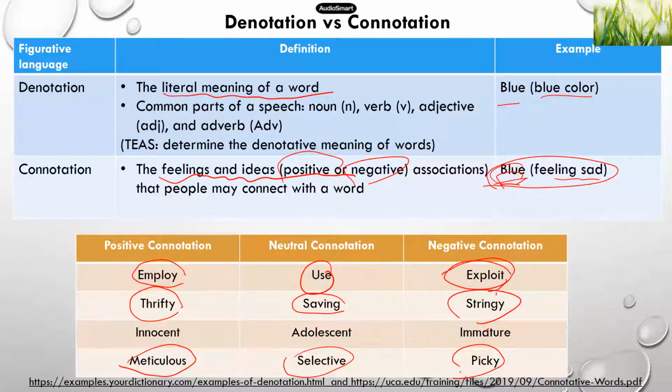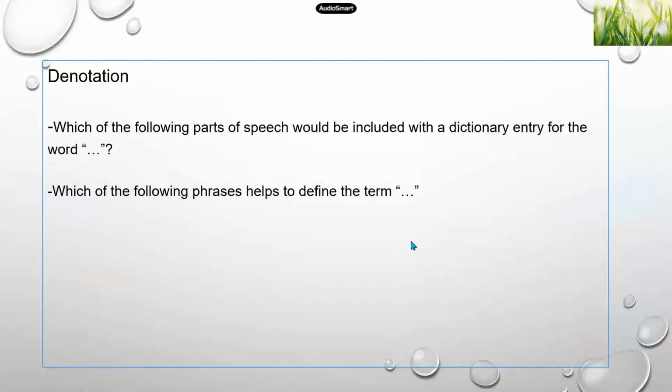So you can go through these words and try to understand the positive and negative connections of these words. The second part is about the denotative meanings of words. On the TEAS test, you may see questions like, which of the following parts of speech would be included with a dictionary entry for the word, and then a specific word from the passage. The second question is, which of the following phrases helps to define the term? So it could be a word, it could be a phrase. We talk about techniques that we can use to figure out what the meaning of a word is, what the definition is. So we're going to focus on the first part.